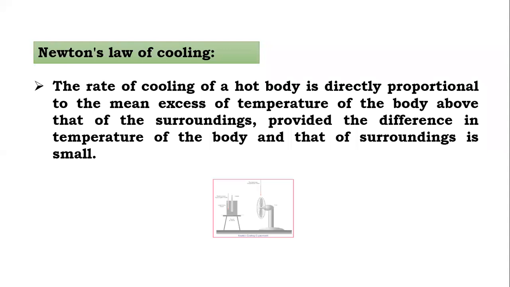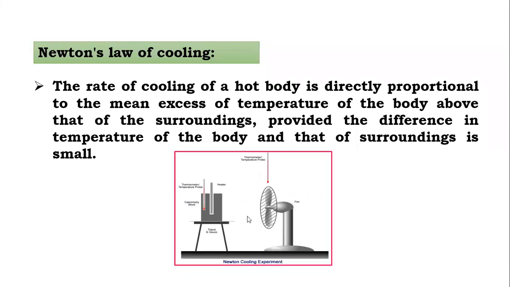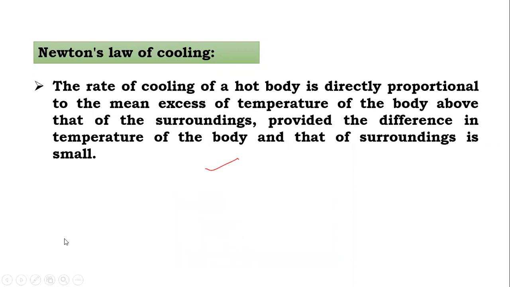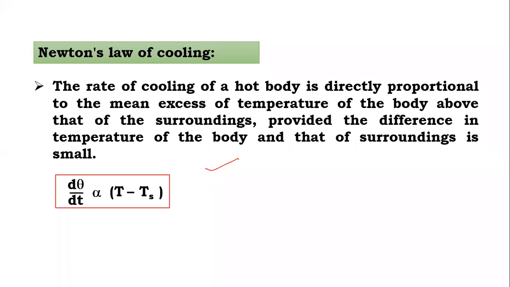We can write it in terms of theta or in terms of temperature also. You can see here, some object is cooling. When the object is cooling, we can write d theta by dt is proportional to theta minus Ts, or the same way, d theta by dt is proportional to theta minus theta s or theta 0. In that way also we can write, or we can write T minus Ts.